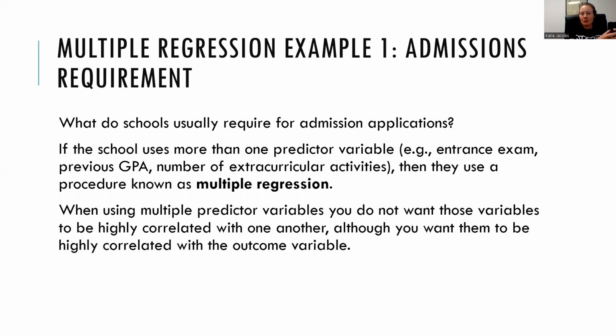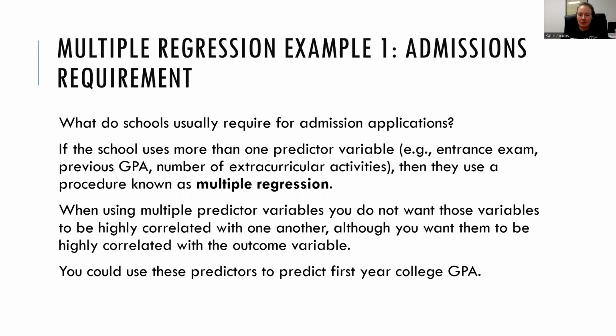Again, when using multiple predictor variables, you do not want those variables to be highly correlated with one another, but you do want them to be highly correlated with the outcome variable. So you could use these predictor variables to predict first year college GPA, which is really important for several reasons.